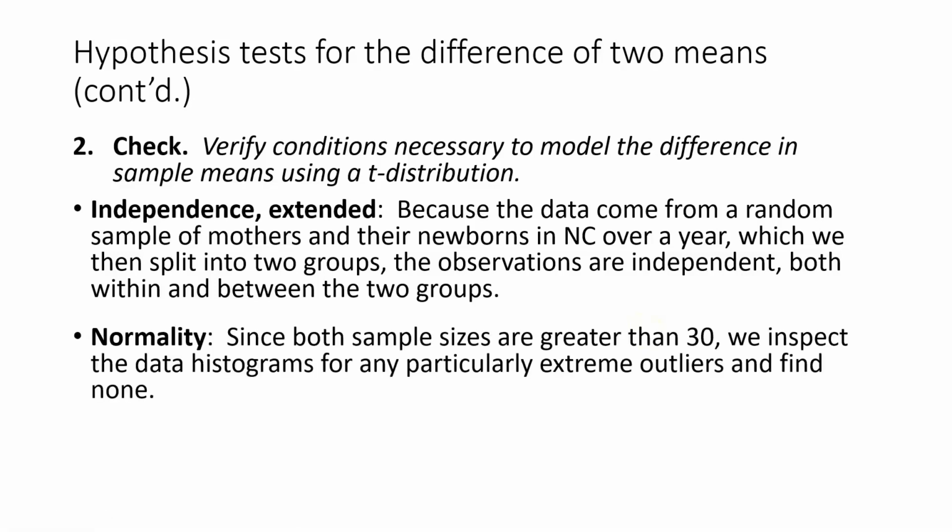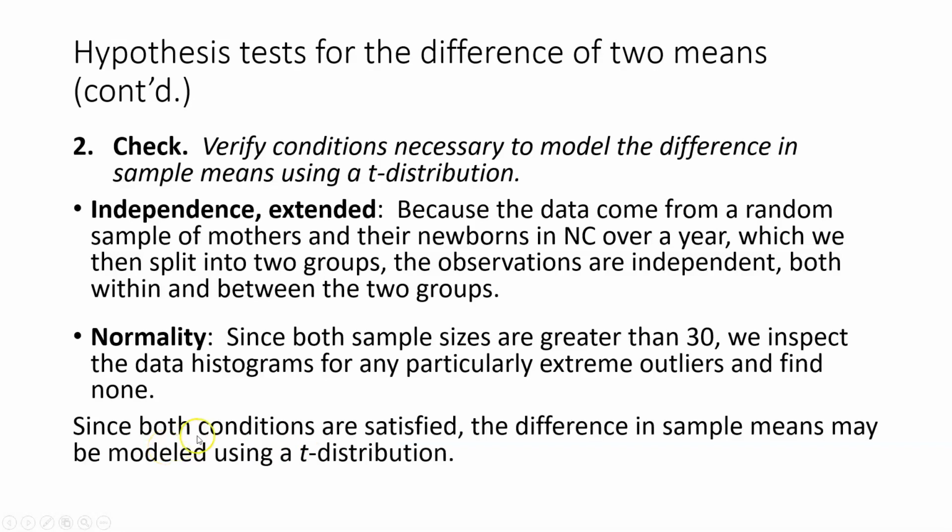Next, we perform our normality condition check. Since both sample sizes are greater than 30, we'll use the corresponding rule of thumb, which requires us to look for particularly extreme outliers. However, from the data histograms that we were provided, we saw that there were no particularly extreme outliers, and therefore this condition is met. Since both conditions are satisfied, the difference in sample means may be modeled using a t-distribution.